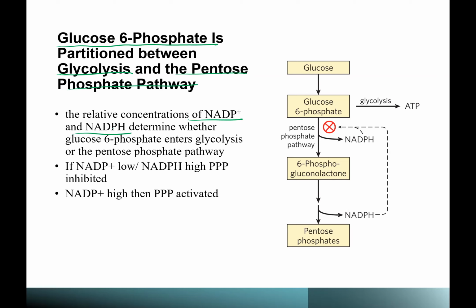So if we're low in NADP plus, we're low in NADPH, this is going to stimulate the pentose phosphate pathway. But if we have an abundant supply of NADPH, this is going to inhibit. So we've got our little inhibition sign here, right? If we have plentiful stores of NADPH, the tendency is not to go towards the pentose phosphate pathway, but rather to be directed towards glycolysis. So it's really all about the ratio of NADP plus to NADPH. Okay.